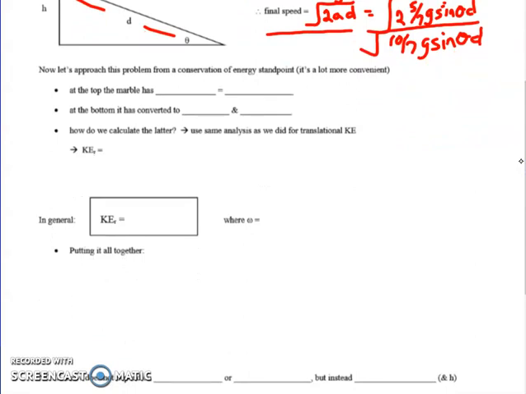So we know at the top it has gravitational potential energy, which is going to be equal to mgh in this particular setup. And at the bottom, it's going to be converted to kinetic energy. I'm going to put, sorry, that's an E, K with T for translational, that's the forward kinetic energy that we're familiar with, and then a kinetic energy R for rotational. So really all that we have to do is figure out how to calculate the rotational kinetic energy.